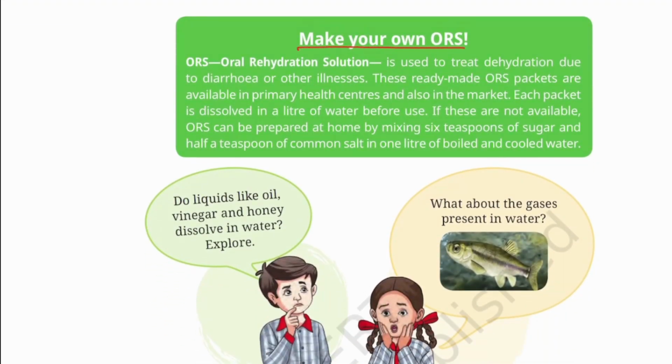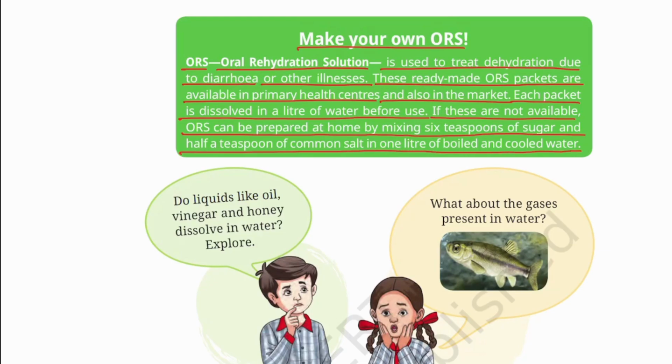Make your own ORS. ORS, oral rehydration solution, is used to treat dehydration due to diarrhea or other illnesses. These ready-made ORS packets are available in primary health centers and also in the market. Each packet is dissolved in a liter of water before use. If these are not available, ORS can be prepared at home by mixing 6 teaspoons of sugar and half a teaspoon of common salt in 1 liter boiled and cooled water.